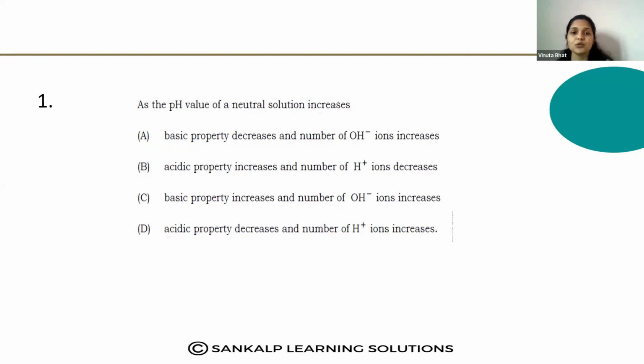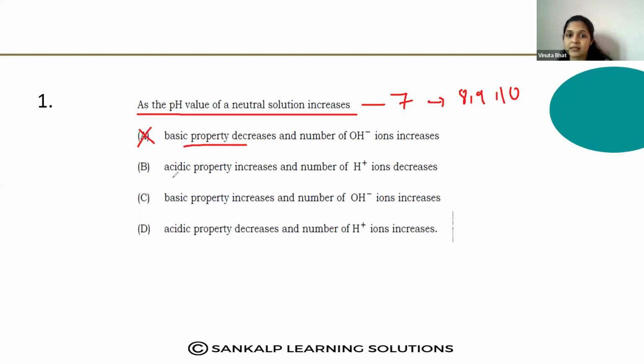As the pH value of a neutral solution increases, pH goes from 7 to 8, 9, 10 like this. Basic property decreases, no. Basic property increases. Acidic property increases, no. Acidic property is not increasing. Basic property increases, that is correct, and acidic property decreases, yes, that is correct. And number of OH minus ions also increases. When the basic property increases, the number of OH minus ions increases. So option C is the correct one.